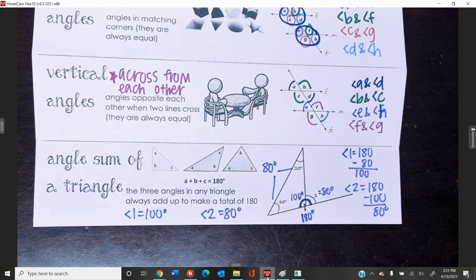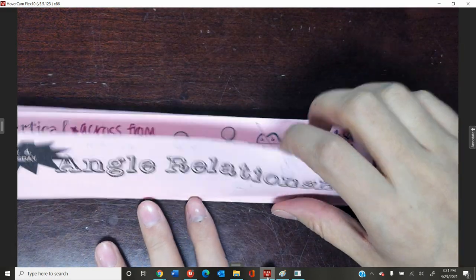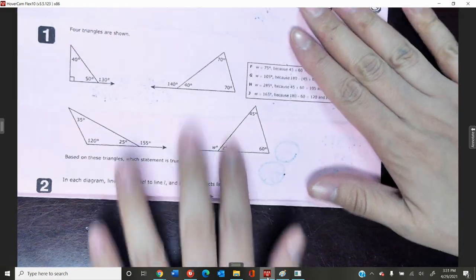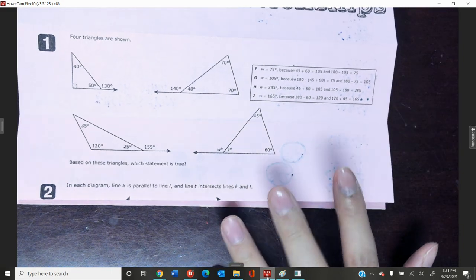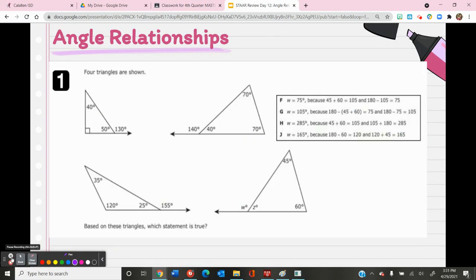So now taking a look at your foldable, this is everything you should have written down for the angle sum of a triangle. So that was angle relationships. Now we're going to go ahead and look at some examples or some questions. So let's go back to our Google slide. And we're going to look at number 1.